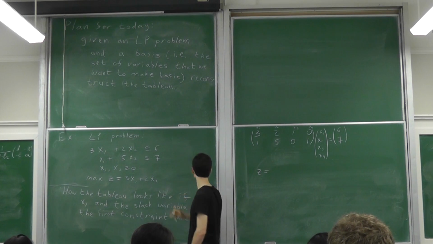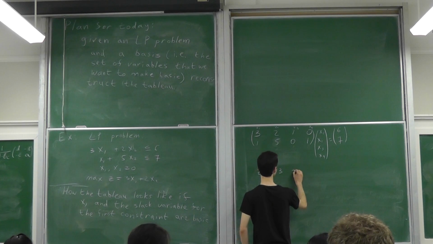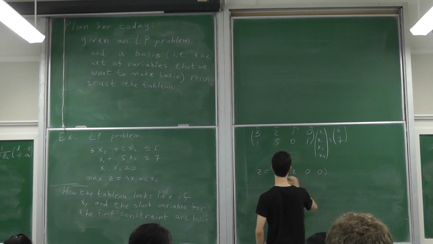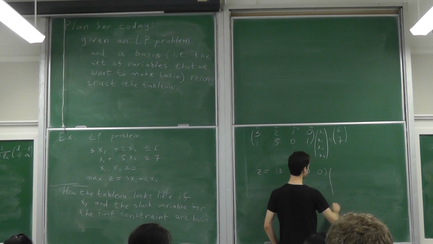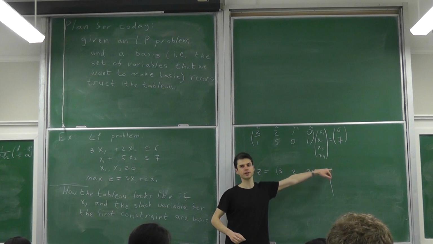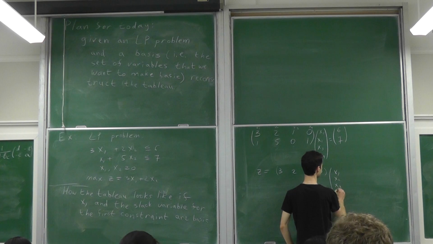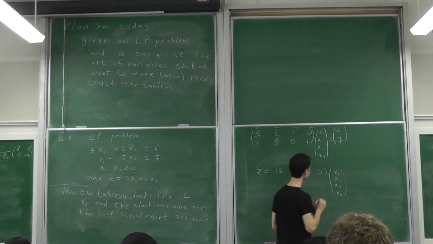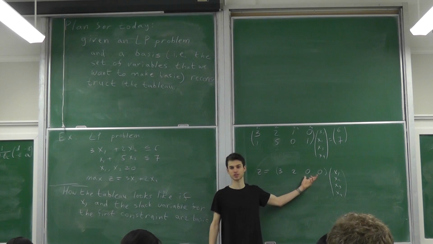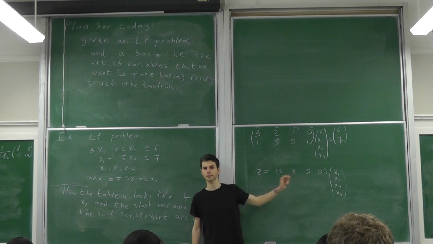And also, let me write z. It is 3, 2, and the coefficients of x3, x4 are 0, and I can write it once again as a matrix product. It's this vector times x1, x2, x3, x4. And once again, another clue that x3 and x4 are basic, they have 0 coefficients in the expression for z.